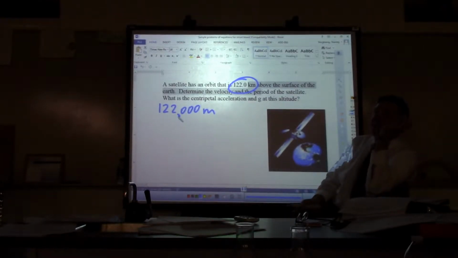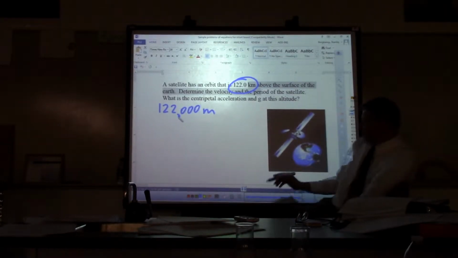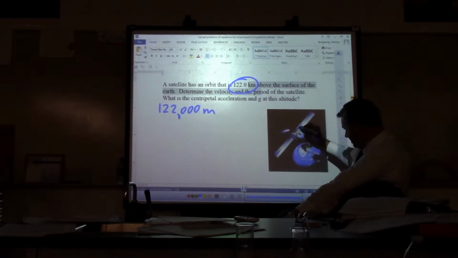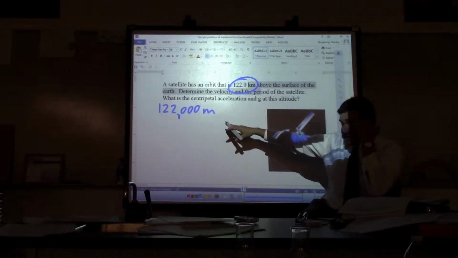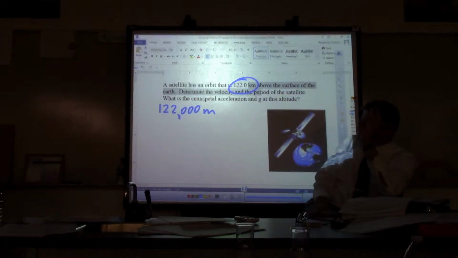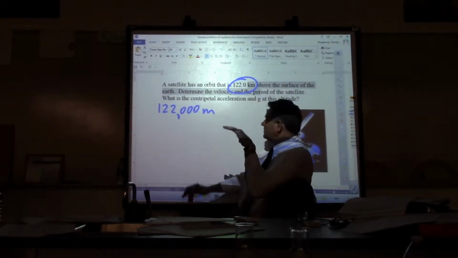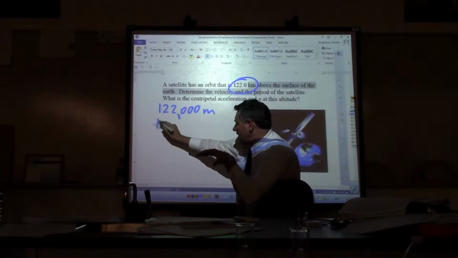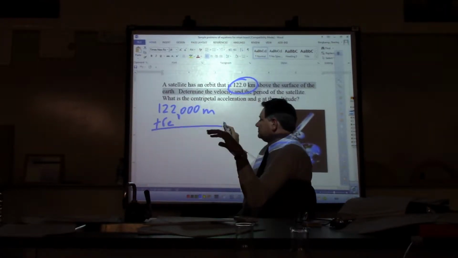Now, I have to add the radius of the Earth. We're orbiting here, so somebody take 122,000 and add the radius of the Earth. Do not round that number, because you've got to use it in everything else going forward. Somebody have the radius of the Earth? Let me know what you get.